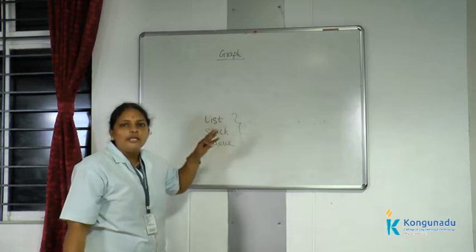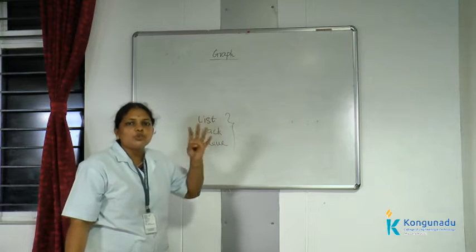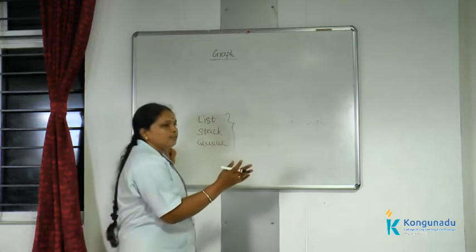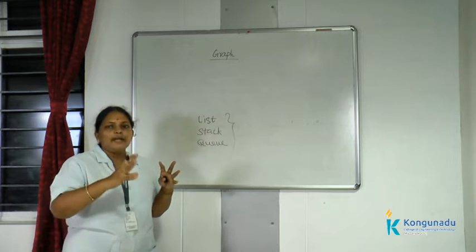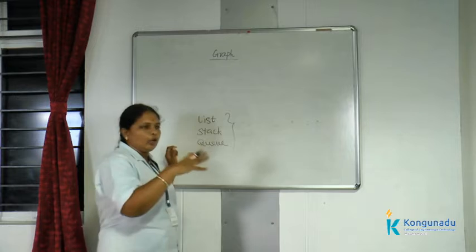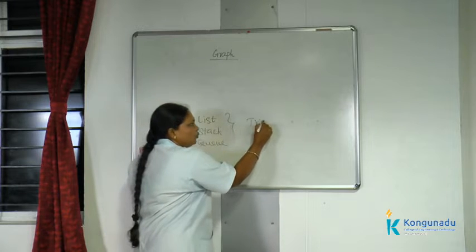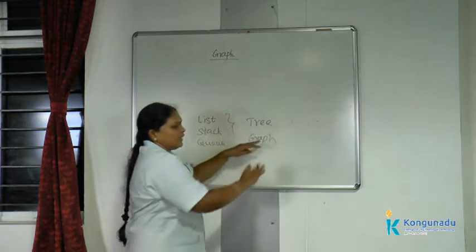Another one is non-linear data structure. In non-linear data structure, the data will be stored in random order. What is the meaning of random order? We are not representing any sequential order. It will be stored where the memory space is available. At that place, the data will be stored. So in non-linear data structure, we have two formats. One is tree, another one is graph.